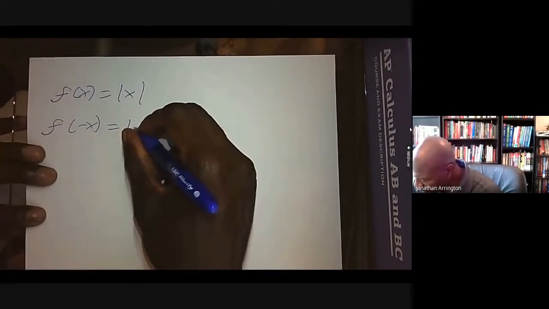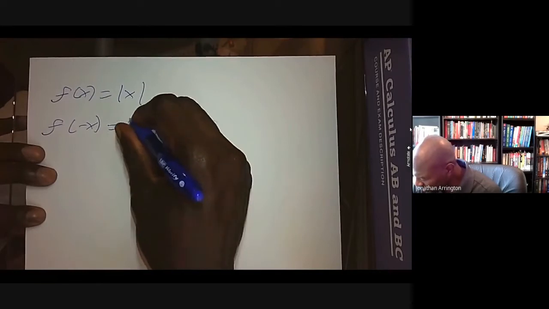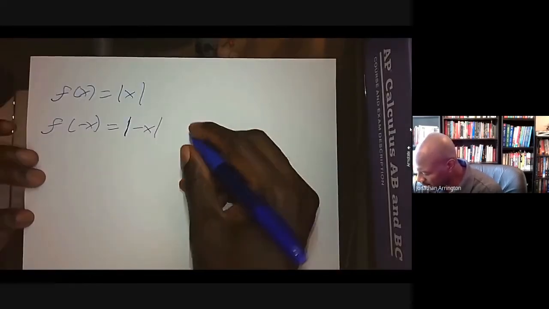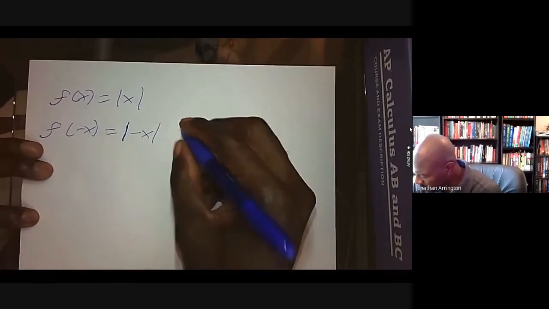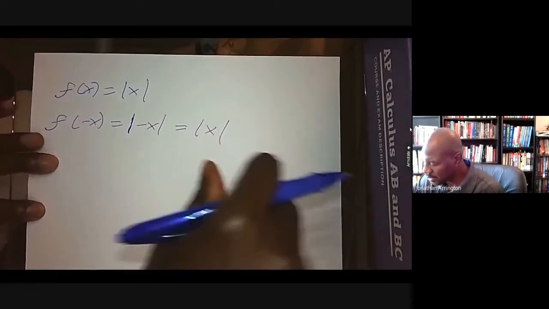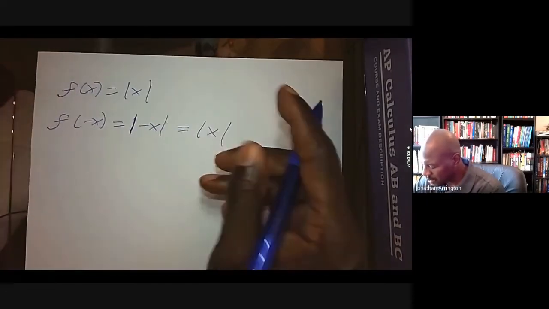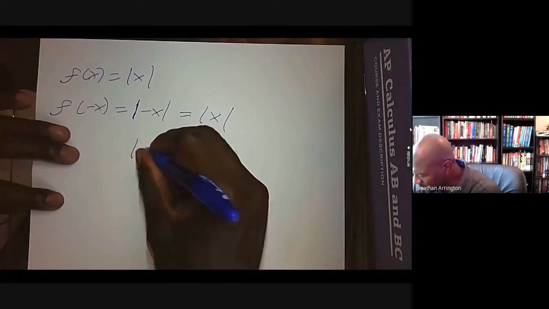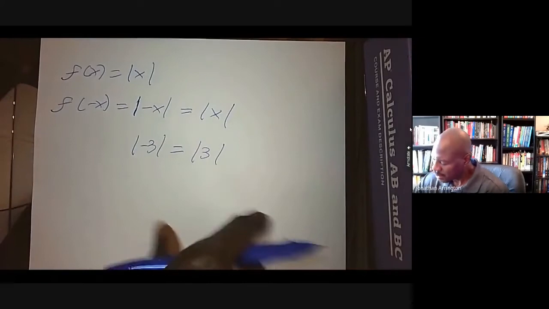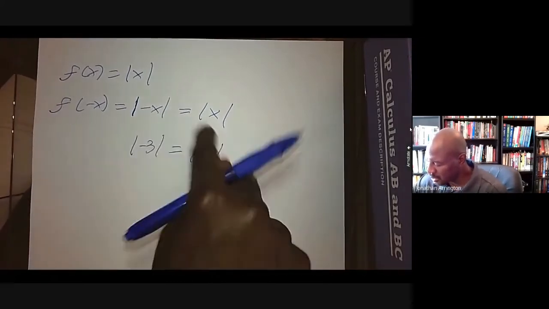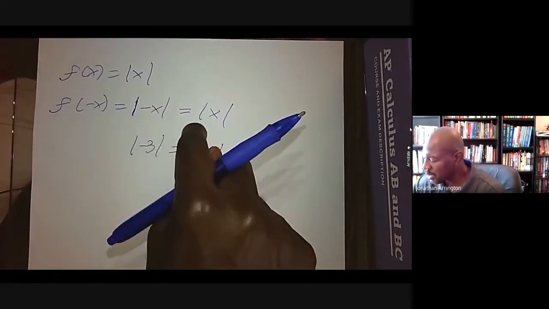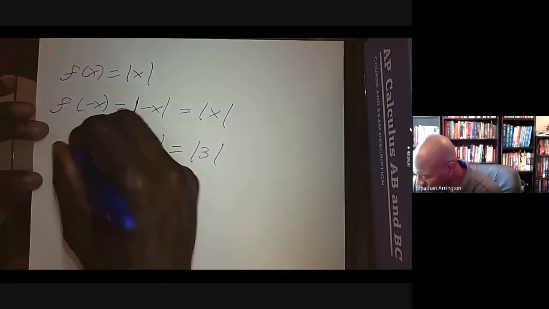So this is the absolute value of negative x. Of course, the absolute value of anything just makes it positive, so the absolute value of negative x is equal to the absolute value of x. That's the same thing. If that's difficult to understand, the absolute value of negative 3 is equal to the absolute value of 3. So this is indeed an even function.